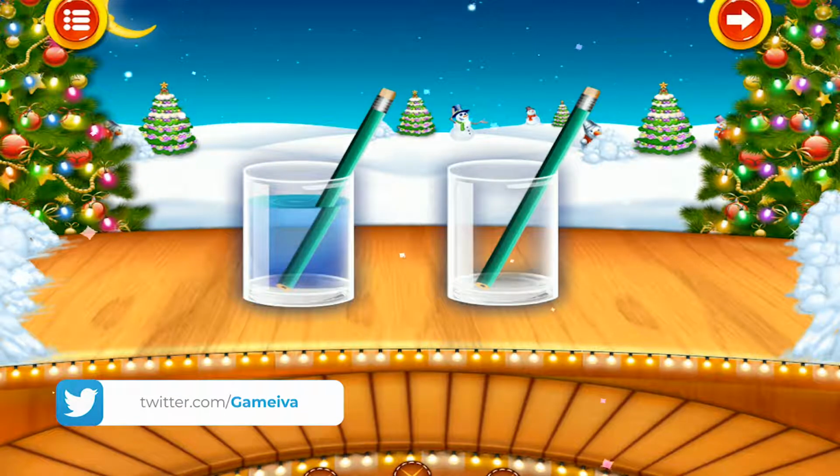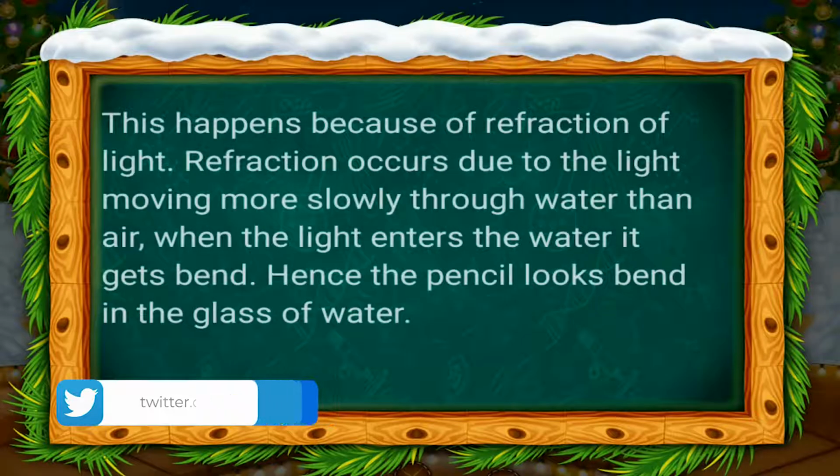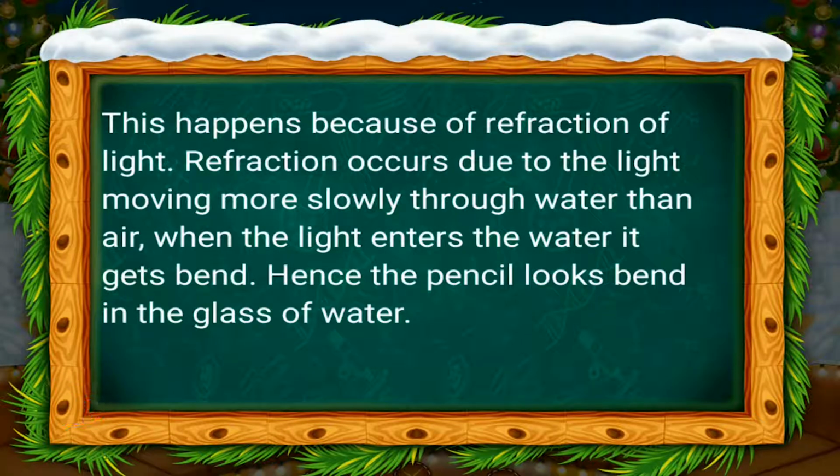This happens because of refraction of light. Refraction occurs due to the light moving more slowly through water than air. When the light enters the water, it gets bent. Hence, the pencil looks bent in the glass of water.